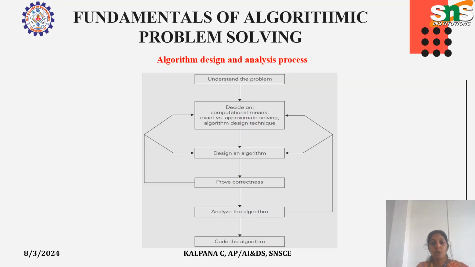For analyzing an algorithm, it follows some six steps, so we'll see them one by one. It starts with understanding the problem, then deciding on computational means, exact versus approximate solving, and algorithm design techniques. Then the third step is designing an algorithm. Next is proving correctness, analyzing the algorithm, then coding the algorithm. So these are all the steps we carry out when we analyze an algorithm.